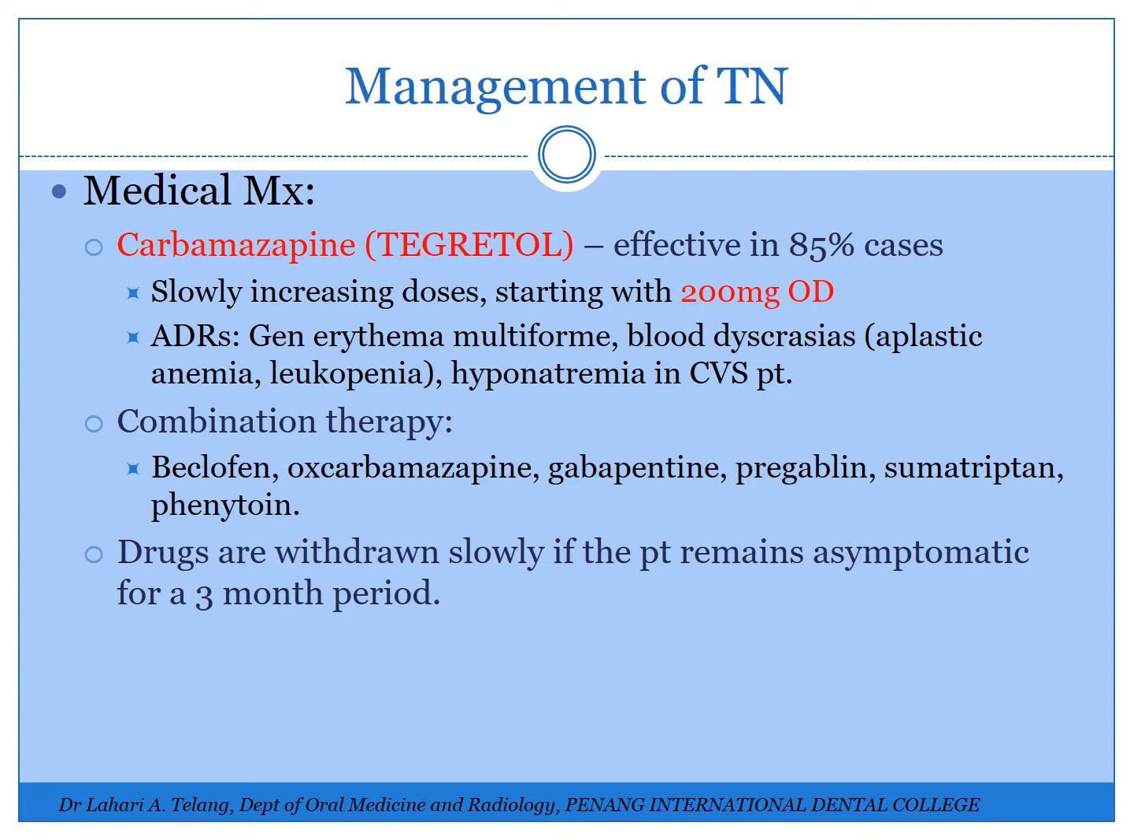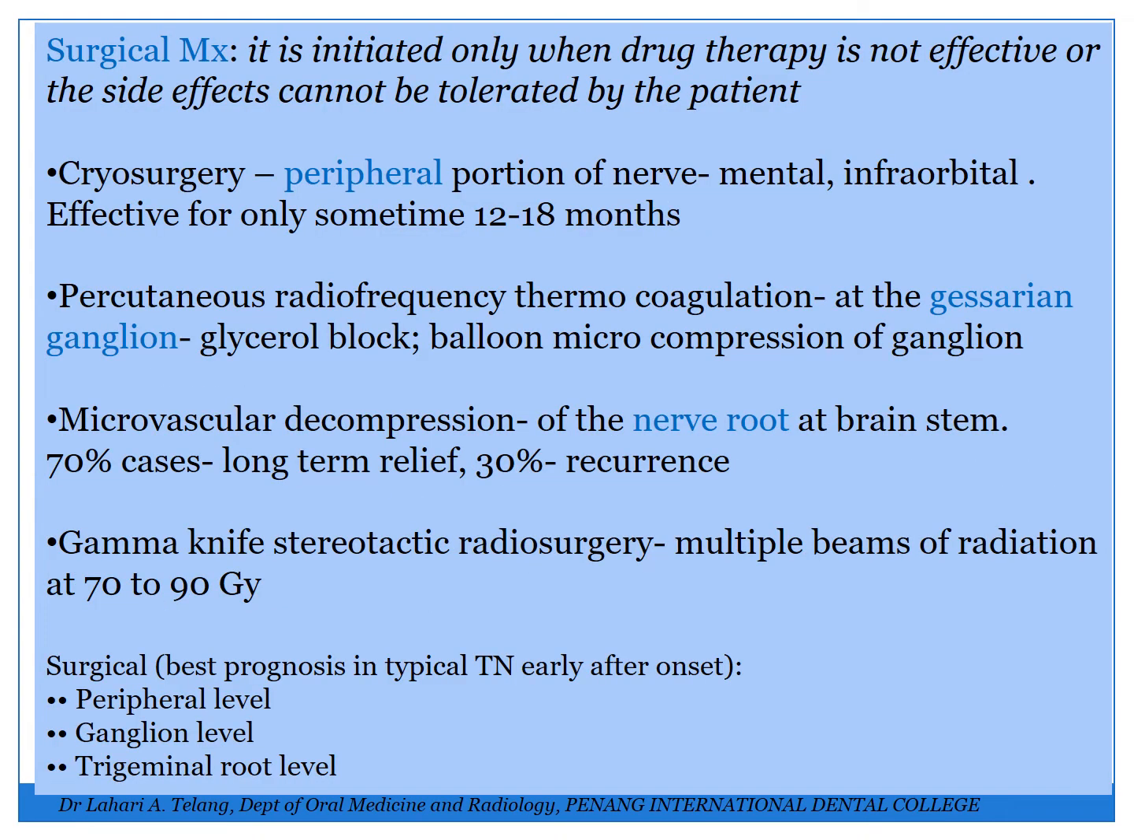A combination therapy with baclofen, oxcarbazepine, gabapentin, pregabalin, sumatriptan, and phenytoin, all of these drugs can be combined with carbamazepine to manage patients with trigeminal neuralgia. Drugs are generally withdrawn slowly if a patient remains asymptomatic for a period of 3 months. In cases where drug therapy is not effective anymore, surgical management is initiated, and surgical management is also a choice when the side effects cannot be tolerated by the patient.